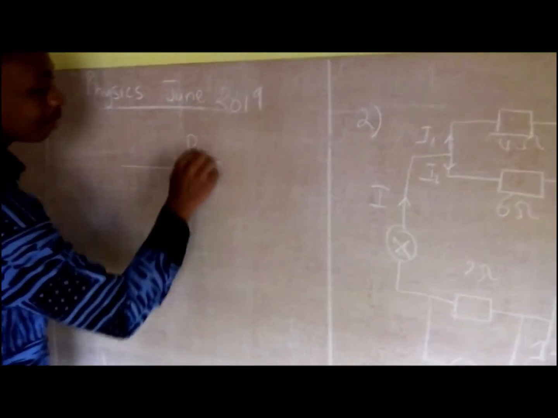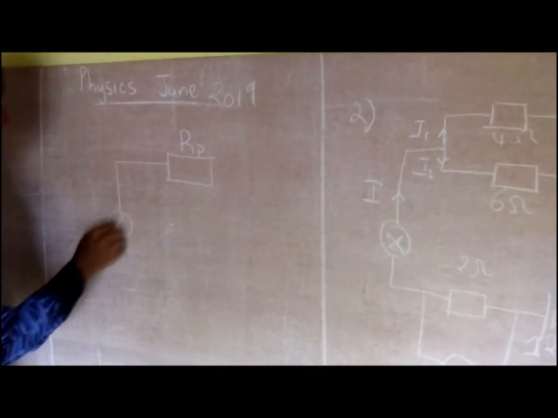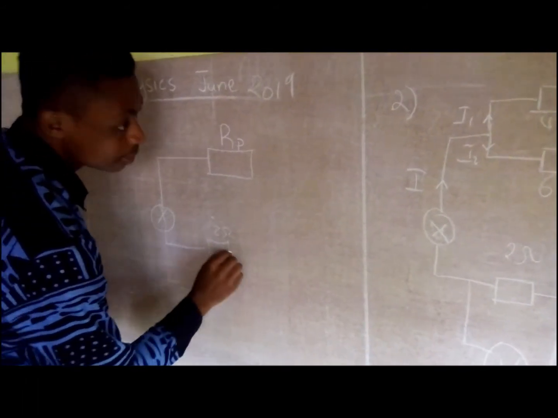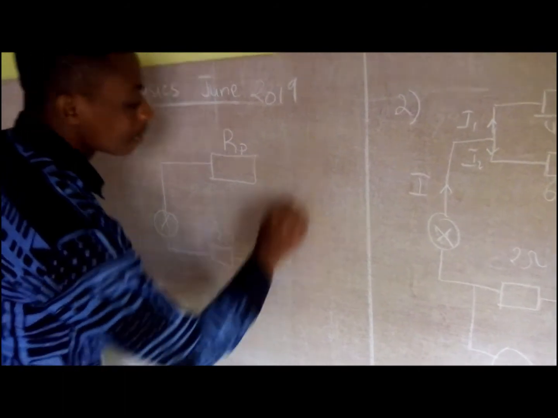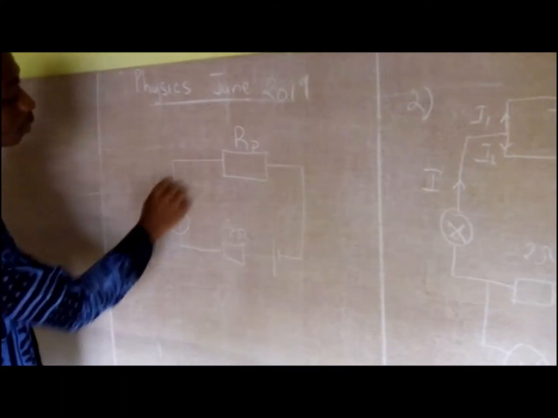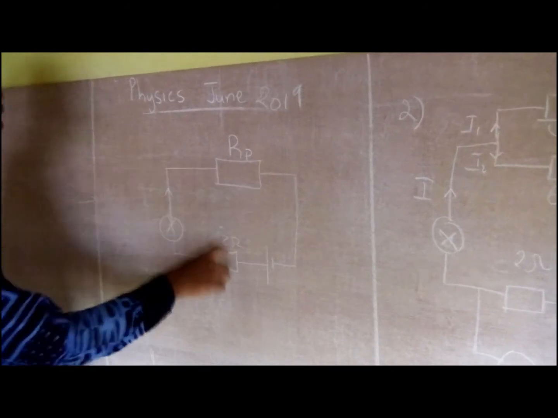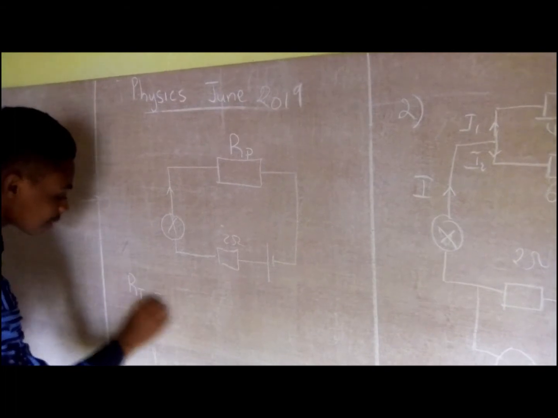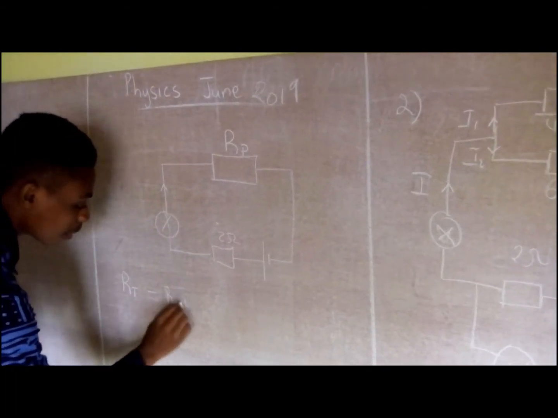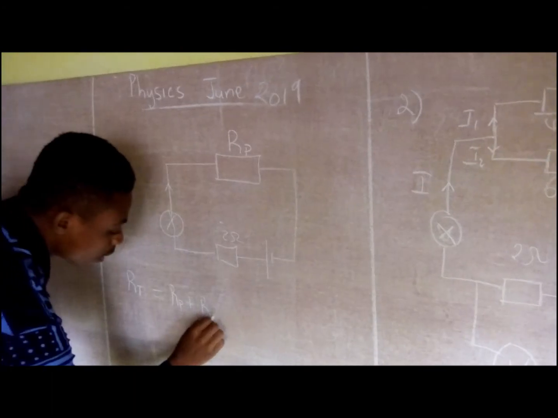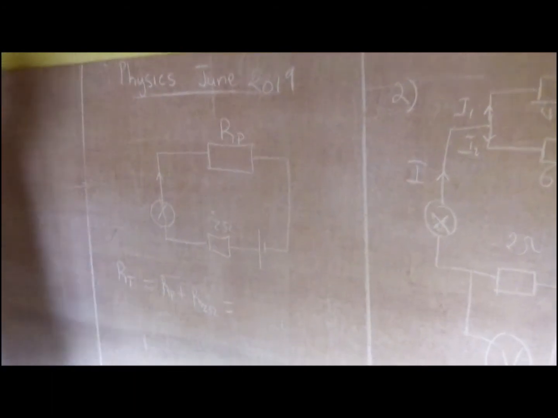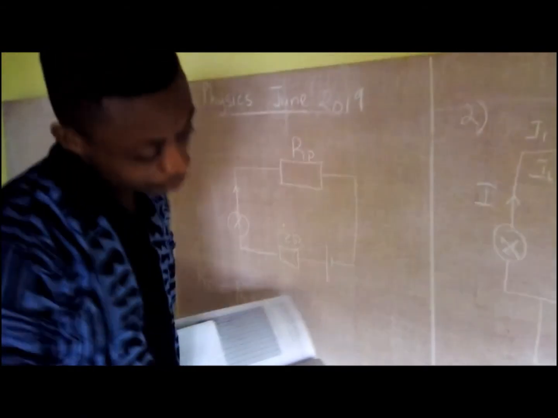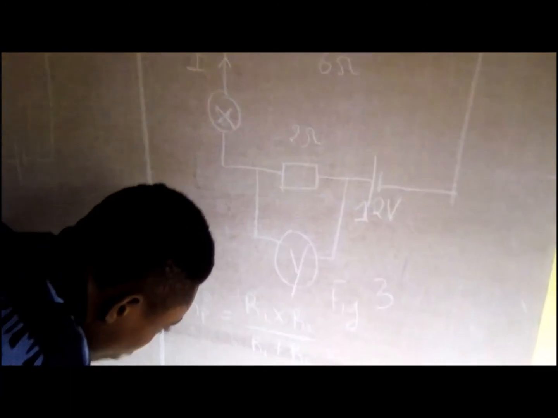This will be R parallel, and this will be R 2 ohms. That will be a new circuit. And here we realize that the two resistors are now in series. So we can just add them. Total resistance in series equal to R parallel plus R of the 2 ohms. So here we have like 2.4 ohms.